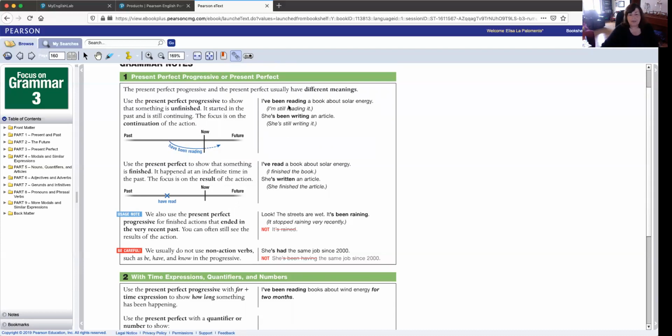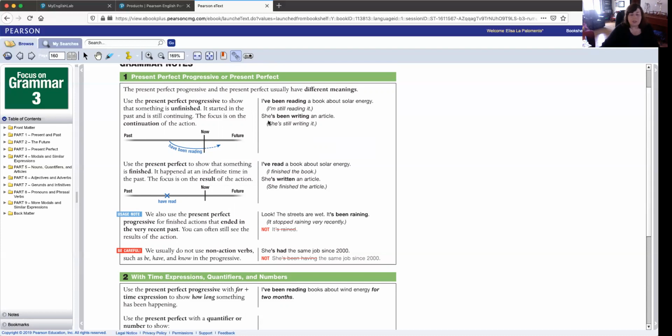Here we go. Here's an example. I have been writing a book about solar energy. This person is, I've been reading a book about solar energy. This person has not finished reading the book. He or she is still reading the book. And so this would be unfinished, an unfinished action.